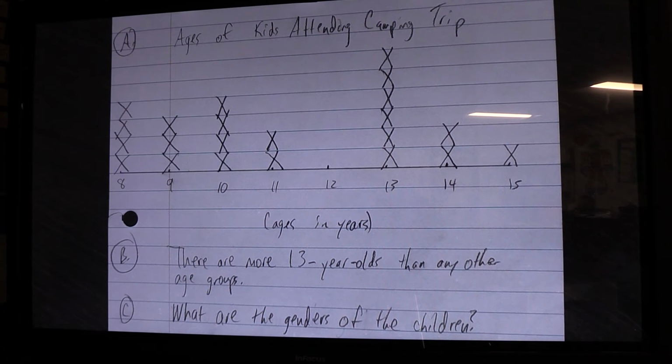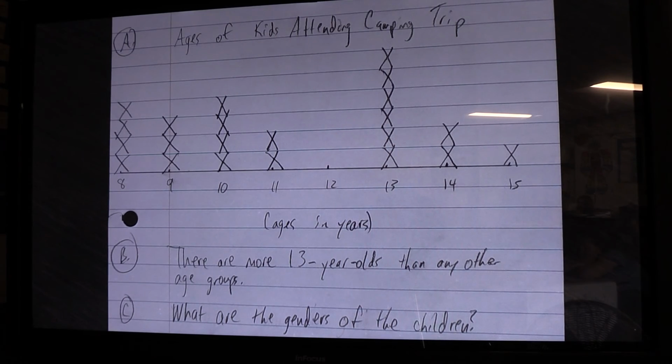But anyhow, one of the conclusions you can draw based on this dot plot is that there are more 13-year-olds than any other age group. But one of the questions that we can't answer based on this dot plot, we can't tell what the genders of the children are. Are they all boys? Are they all girls? Are they a mix? We have no idea.